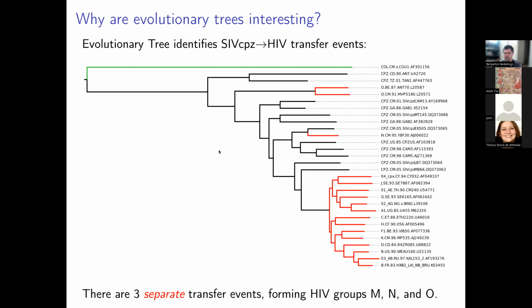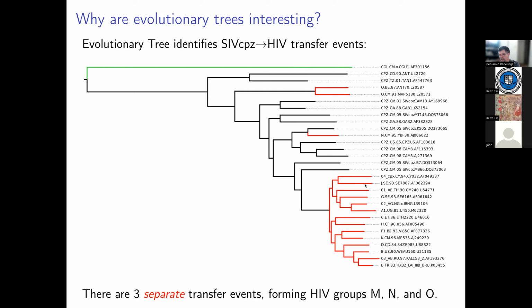So first of all, let's talk about evolutionary trees. So why should we care about evolutionary trees? So this is one reason why you might care. This is an evolutionary tree that I made from some DNA sequences from HIV from humans and the simian immunodeficiency virus. So the green line corresponds to a sequence from Acolobus monkeys. The black lines correspond to DNA sequences from chimpanzees, and the red sequences are from humans.